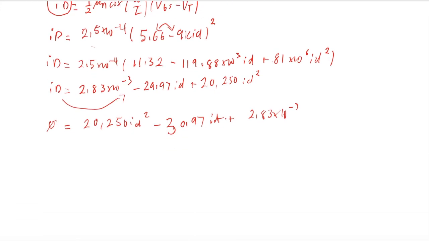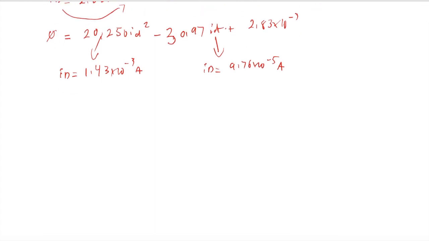So now that we're here, we can simply find the roots of each of these. I heavily suggest getting a calculator that can do that really quick because you don't want to waste time on an exam. So we simply see ID can either be equal to 1.43 times 10 to the negative 3 amps, or ID can be equal to 9.76 times 10 to the negative 5 amps. So we see we have two answers for our current.